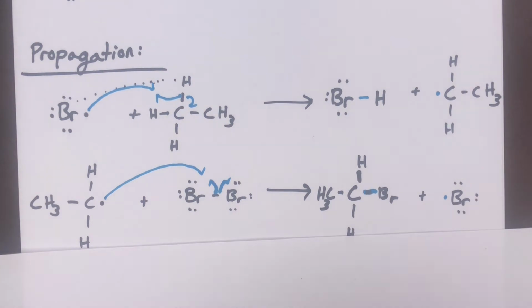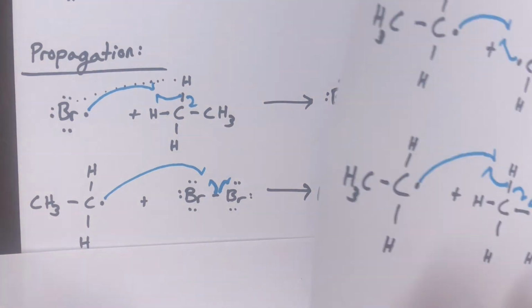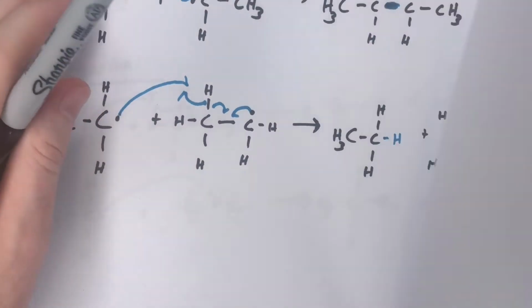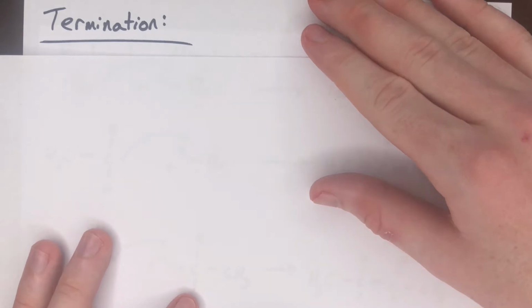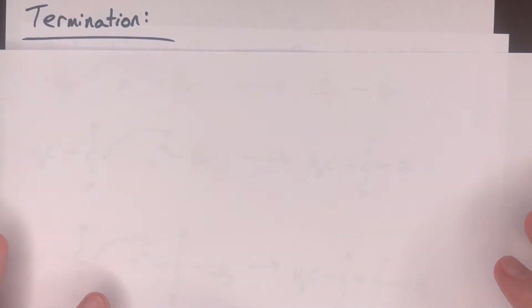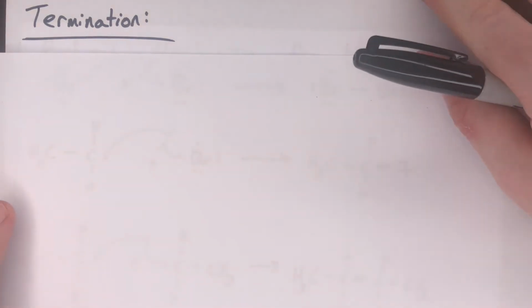Okay, so next we have the termination steps. Those are all the possible propagation steps because there is no other radical and non-radical combination. So the termination steps, recall, is two radicals coming together to make a non-radical species.